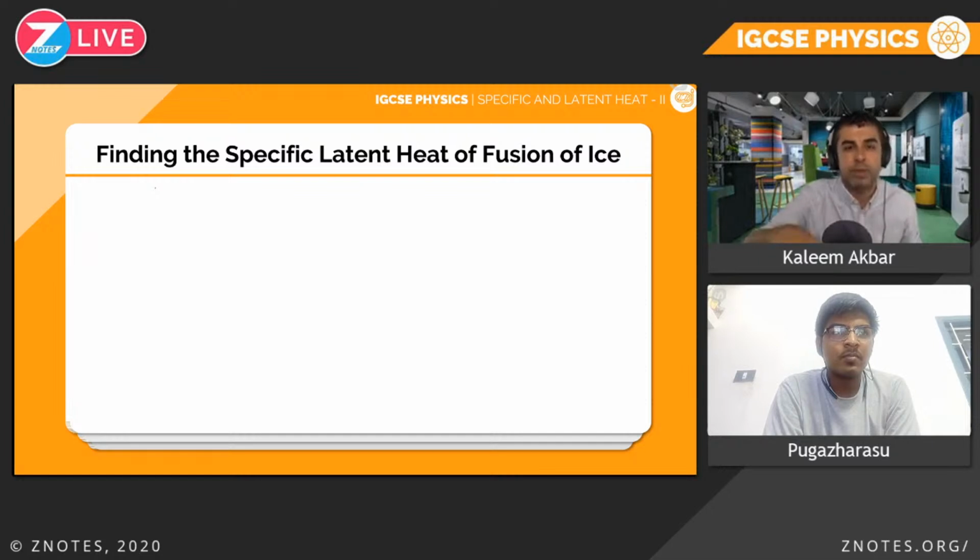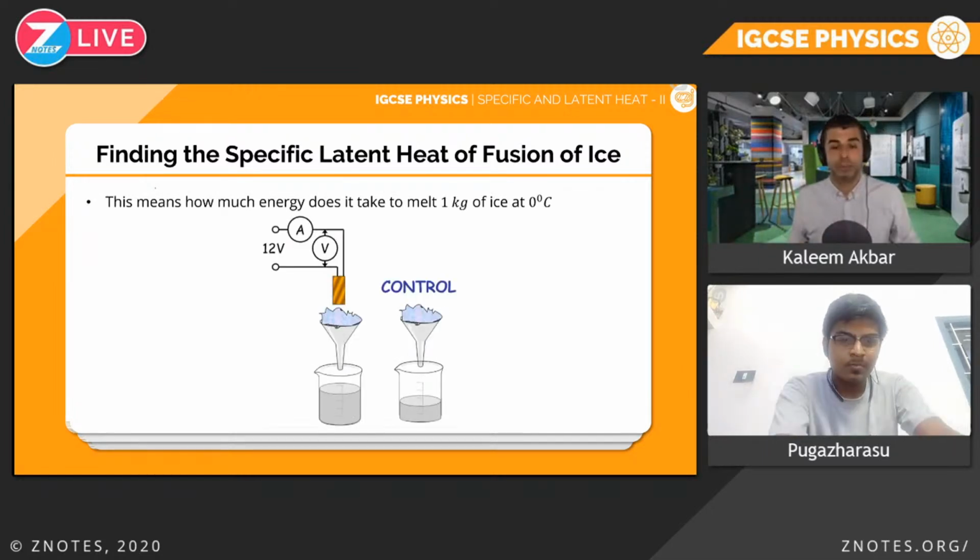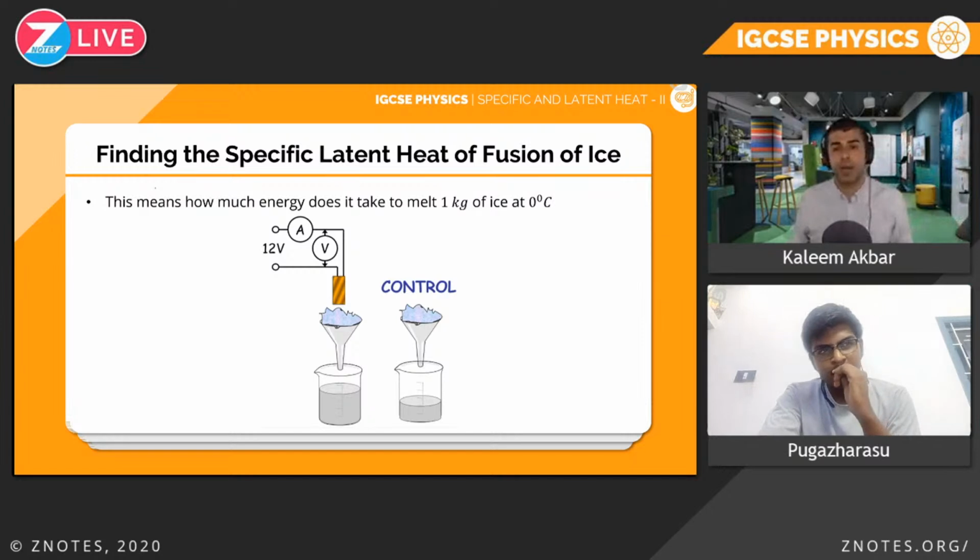Okay. So guys, now what I want to do is show you the experiment for specific latent heat of fusion. In other words, melting something. The actual definition for specific latent heat of fusion is the energy needed to turn 1 kilogram of a substance from a solid into a liquid without a change in temperature. But here we're talking about ice, so we're melting it.